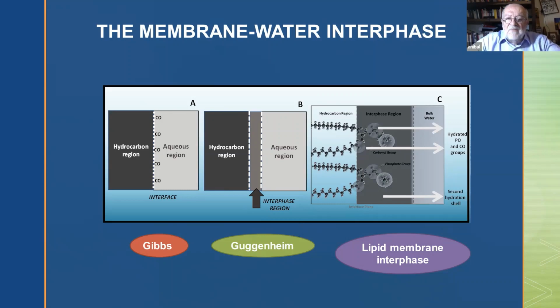Therefore, in this view, we can define the interface region as a binary, bidimensional solution of hydrated head groups and water. And here is the first thing that we need to clarify: which are the hydration layers that are in the hydration spheres of the phospholipid groups, and which is the water beyond that hydration layer.